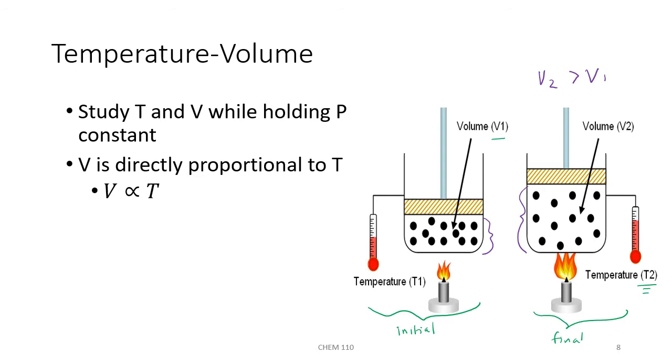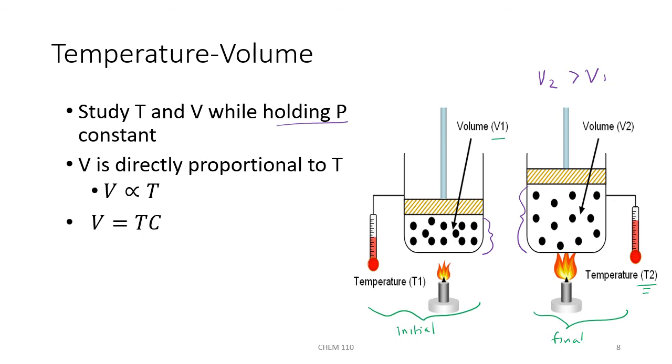The volume, therefore, is directly proportional to temperature. So V is proportional to T. If the volume goes up, the temperature must have gone up. If the temperature goes down, the volume of the gas will go down. So this is assuming that we're holding pressure and number of moles constant.